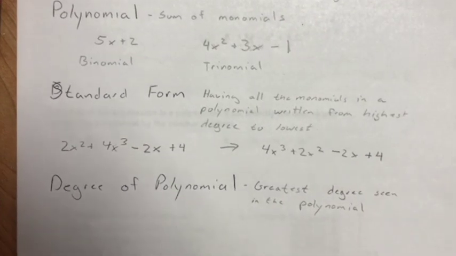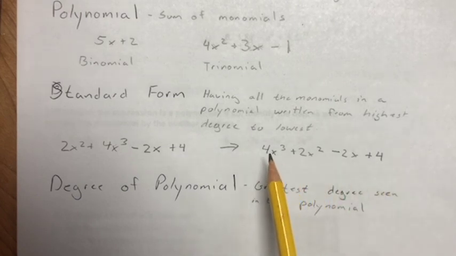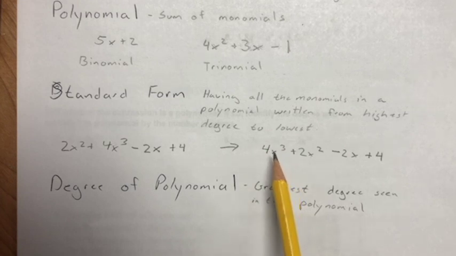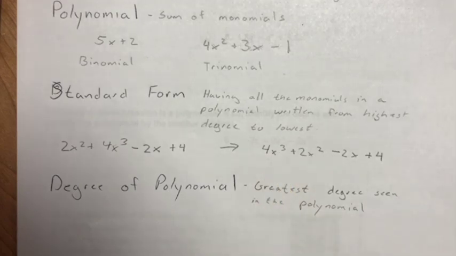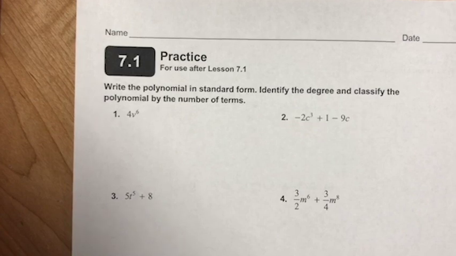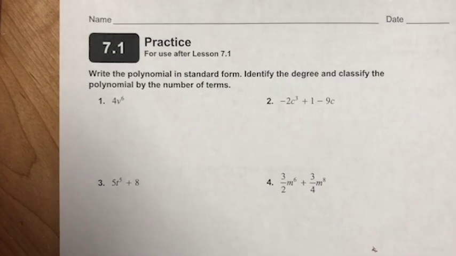Lastly, it's pretty simple. The degree of the polynomial is basically the greatest degree seen in the polynomial. So if I were to look at this particular polynomial, my highest degree is 3, which is this one right here. That means that the degree of this entire polynomial is 3, and that's it. All right, so let's go ahead and hit some things. It says write the polynomial in standard form, identify the degree, and classify the polynomial by the number of terms.